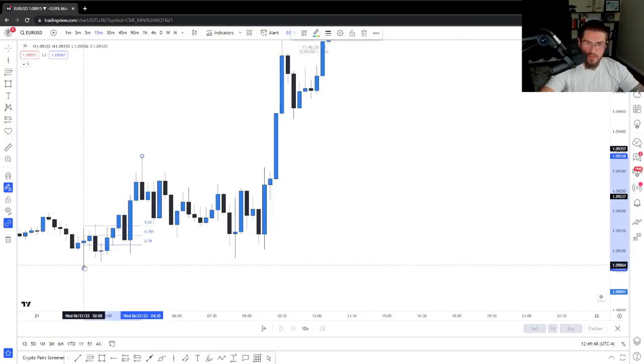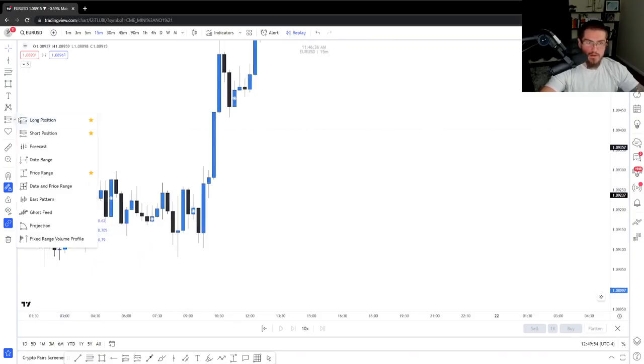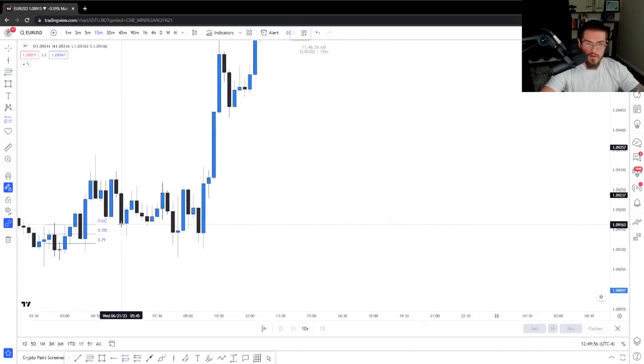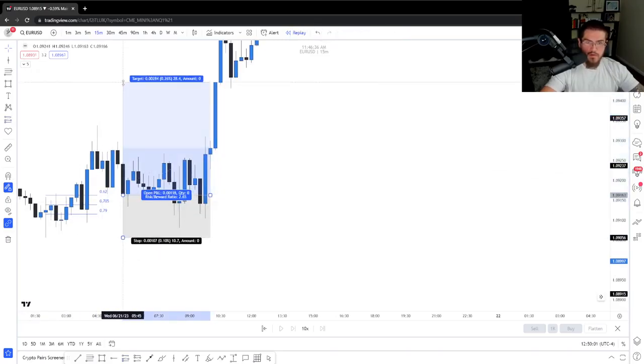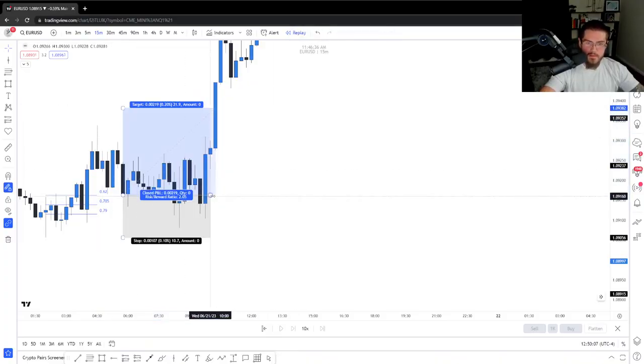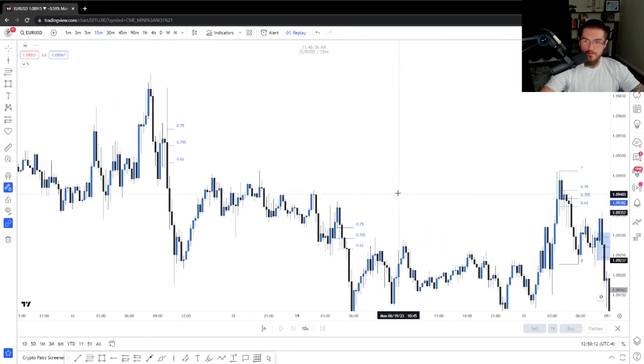Let's just say if you mark just the London expansion, so to speak, or the little London range it formed. Market still comes down to an OTE. Right here, you would have got tagged in right there. Stop loss on the low. And you would have still been able to get a trade. Now, I'm not saying you should do this, but it's pretty crazy how well this works, man.